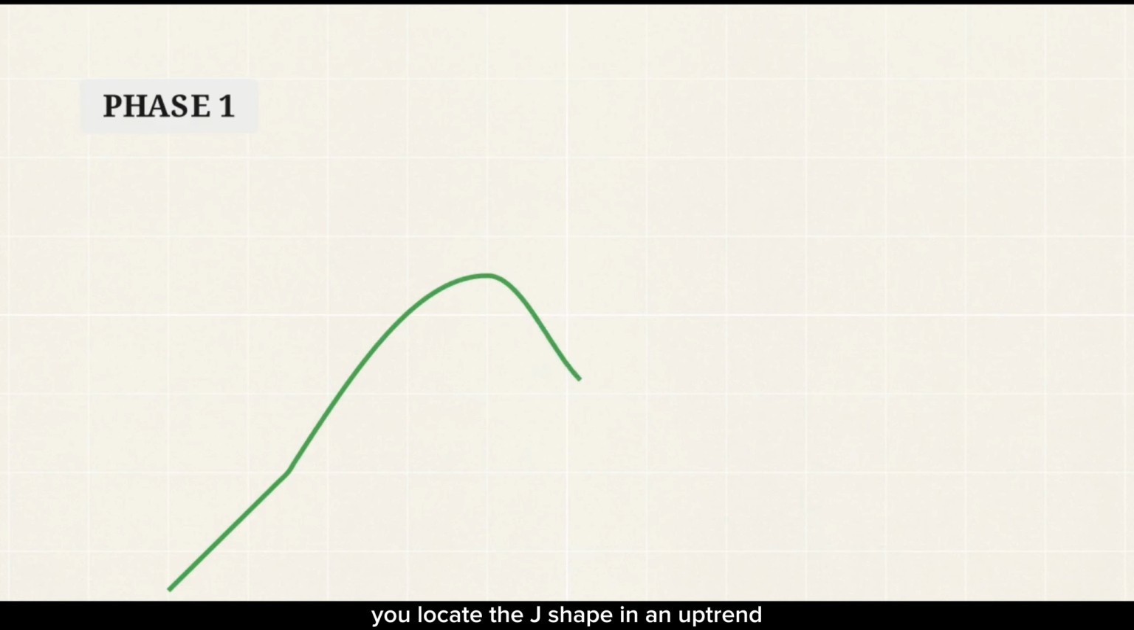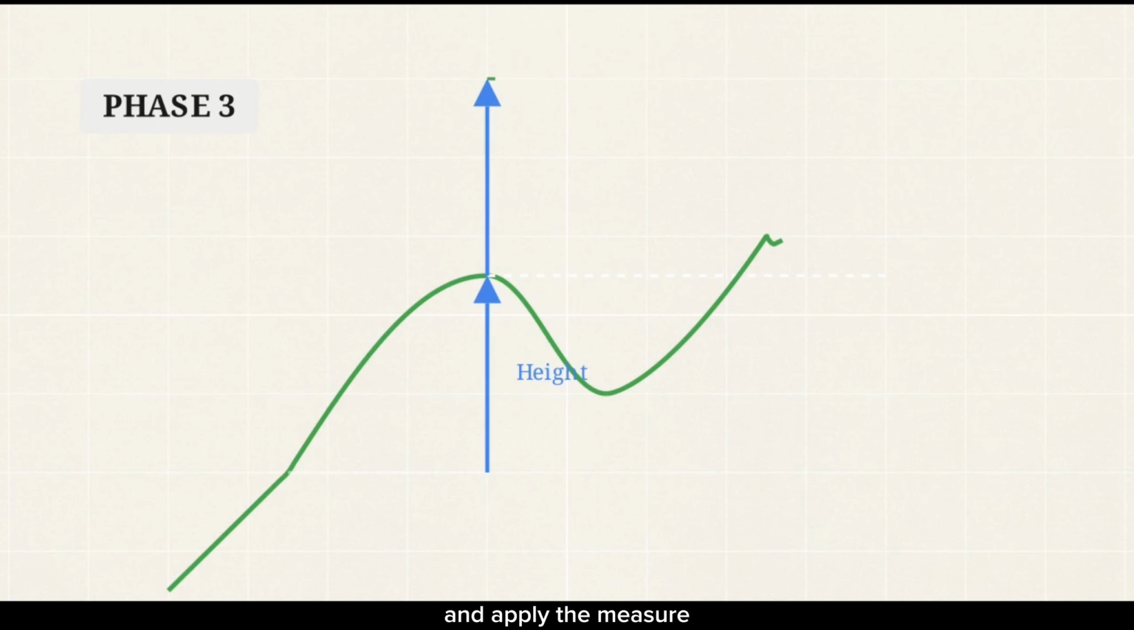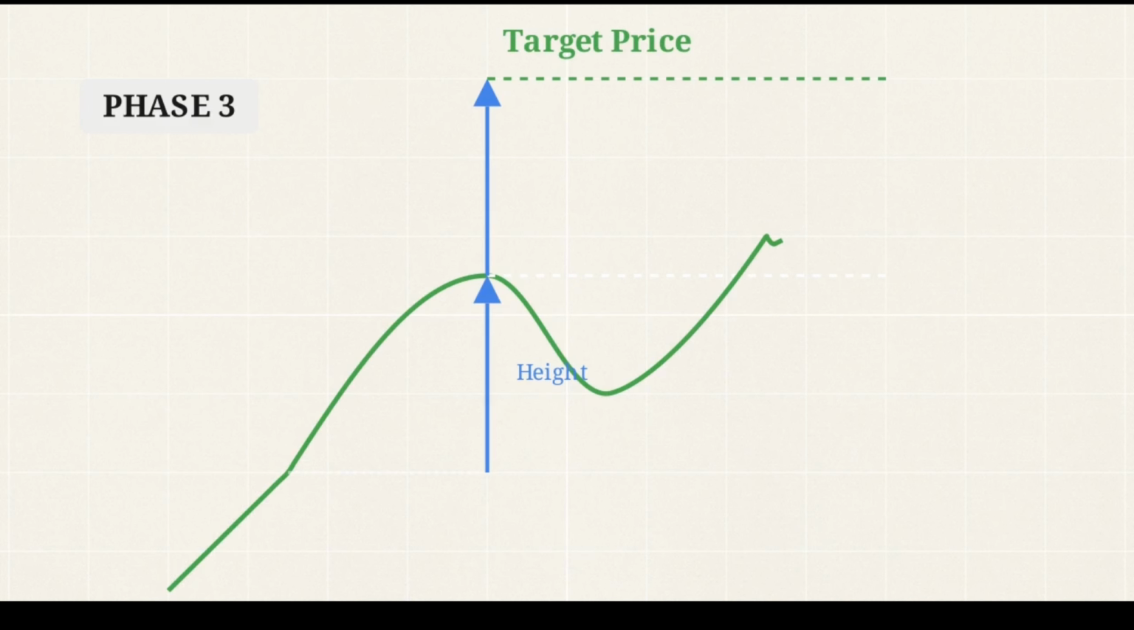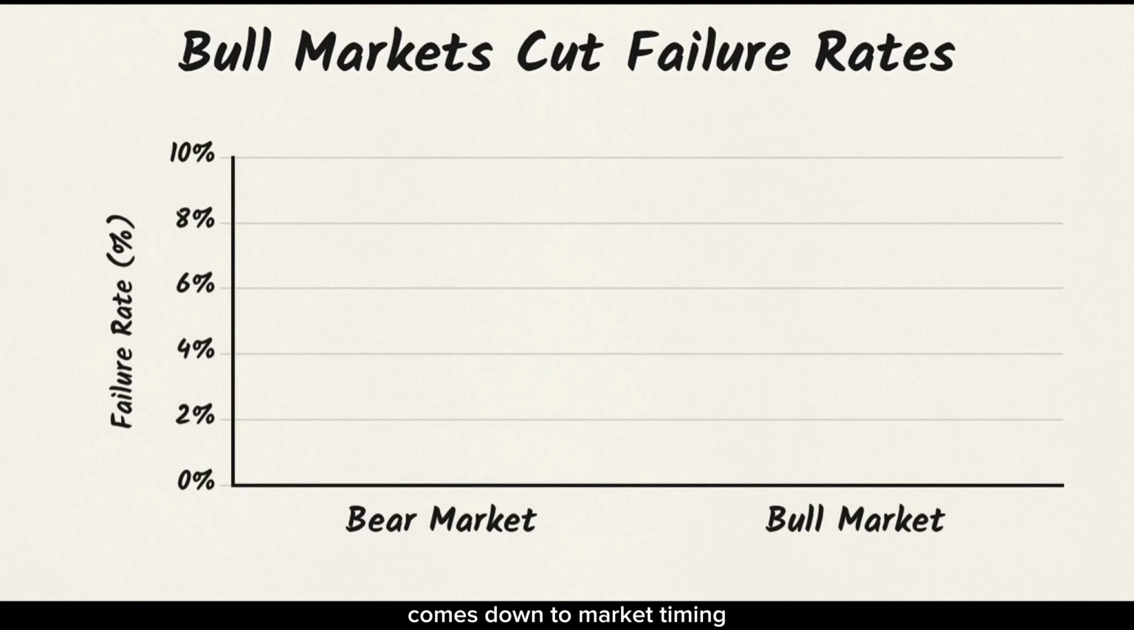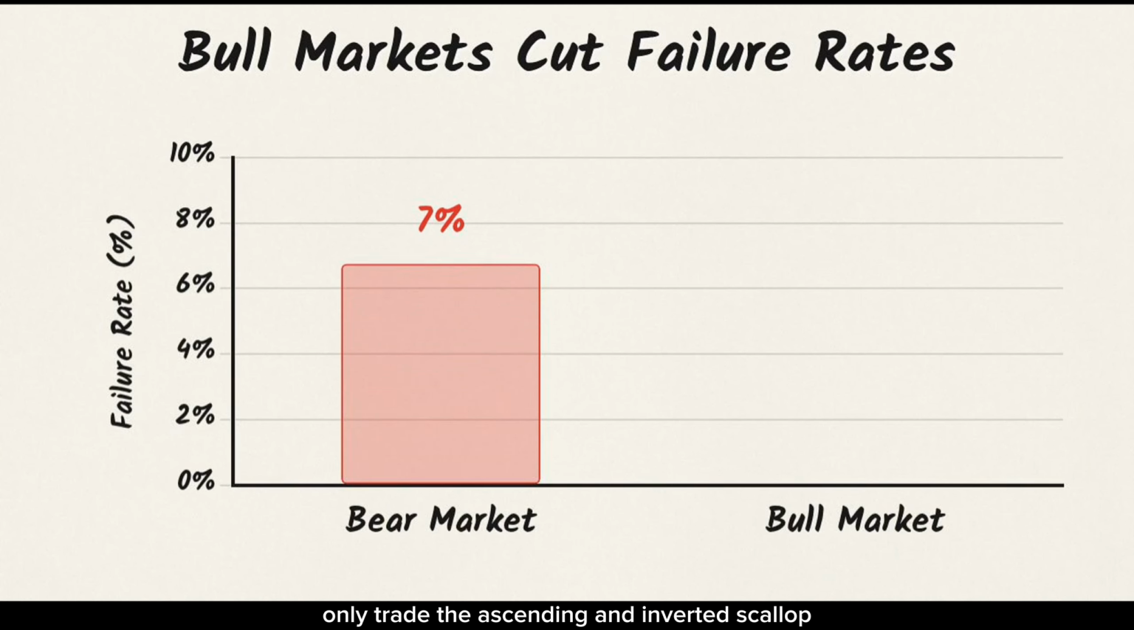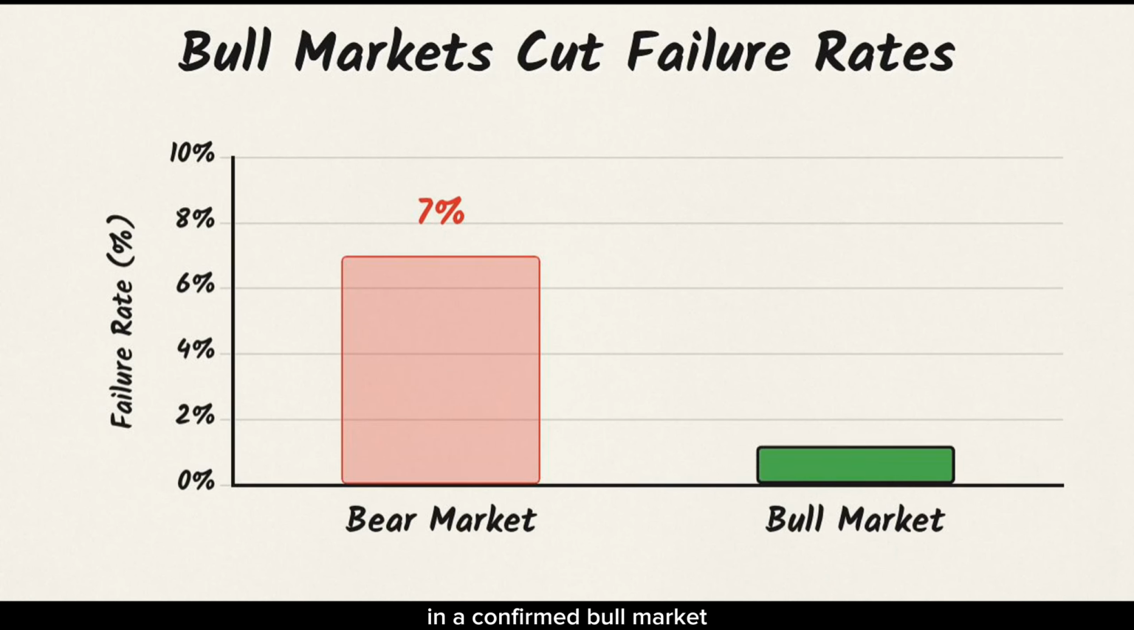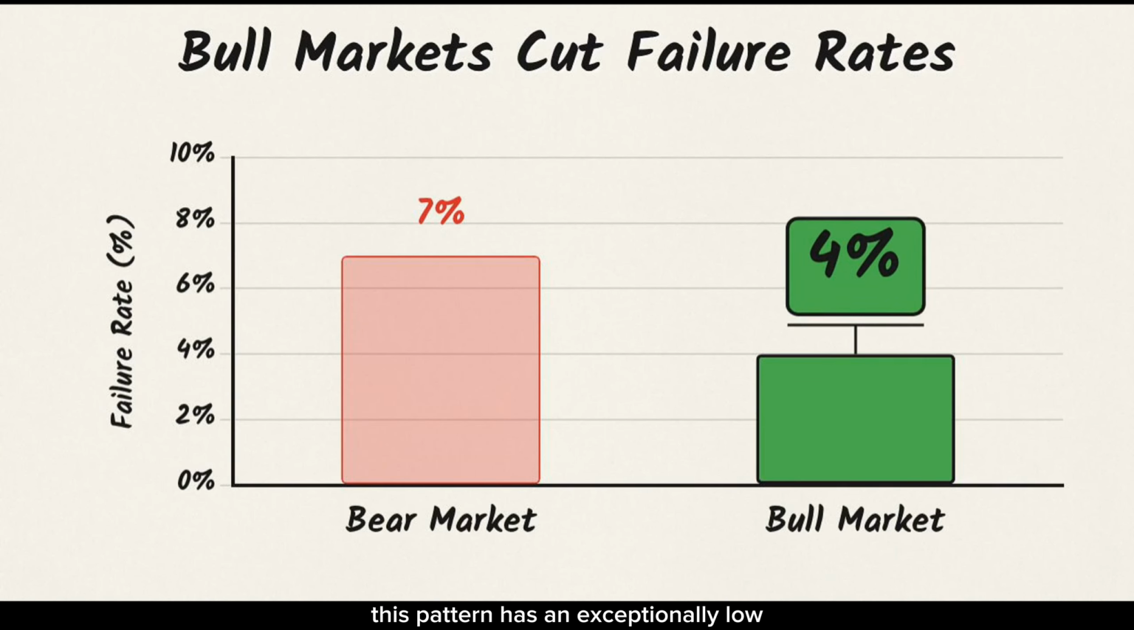Let's review the complete process. You locate the J shape in an uptrend, demand a daily closing confirmation, and apply the measure rule to define your risk and reward. Your ultimate statistical advantage comes down to market timing. Only trade the ascending and inverted scallop in a confirmed bull market. Under those conditions, this pattern has an exceptionally low 4% break-even failure rate.